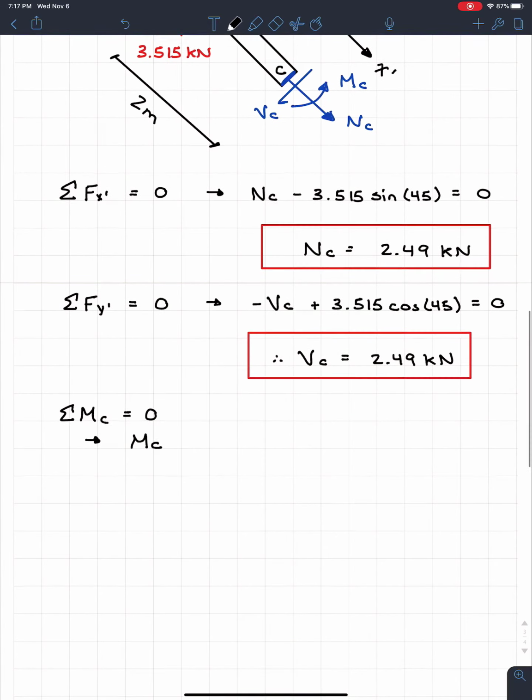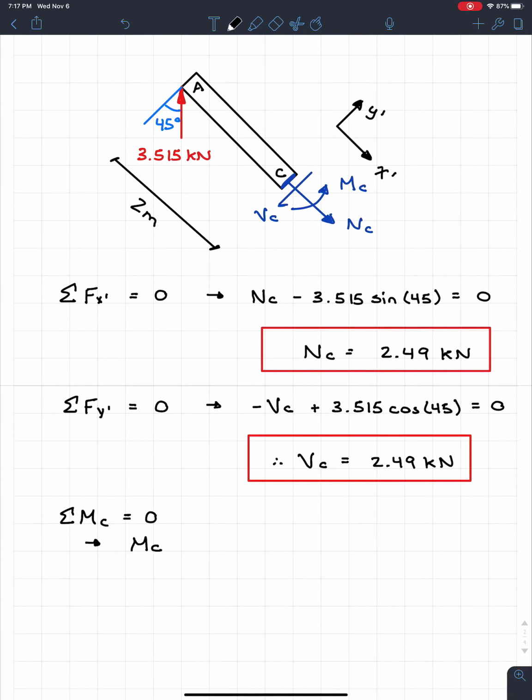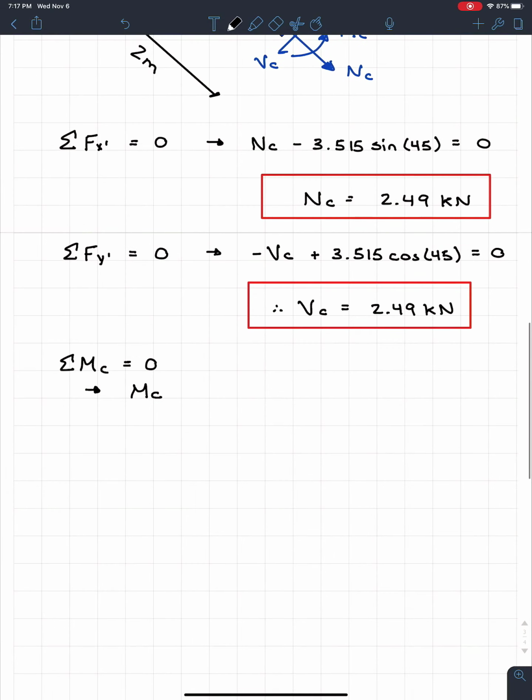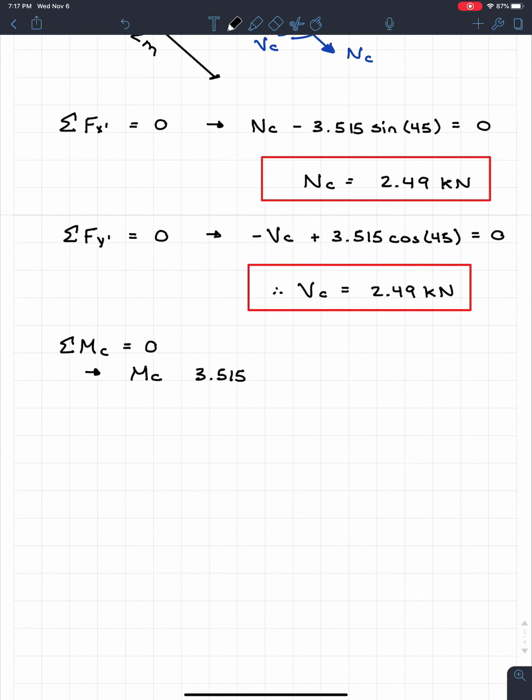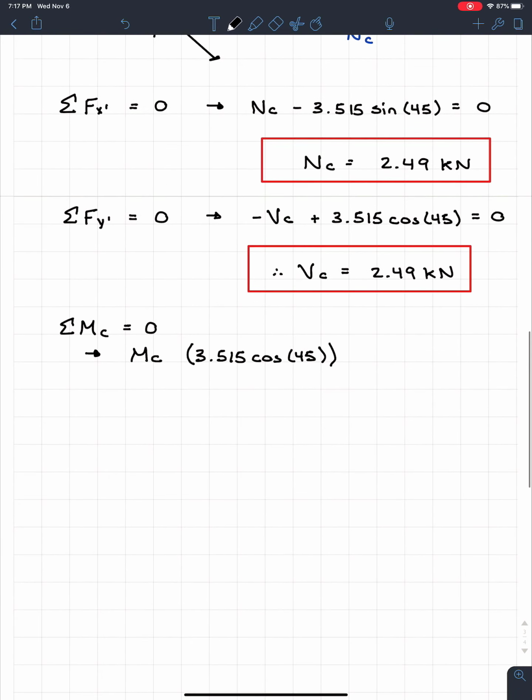And if we look to the other side, what this is going to split into is the 3.515. So we know that we're going to have the 3.515, and only the vertical component of that is going to create a moment. So we're going to multiply that by cosine of 45. So this right here is just the force. First bracket is just the force, and the distance now is 2 meters. So from here, we're going to multiply all that by 2 meters, and this is equal to 0.